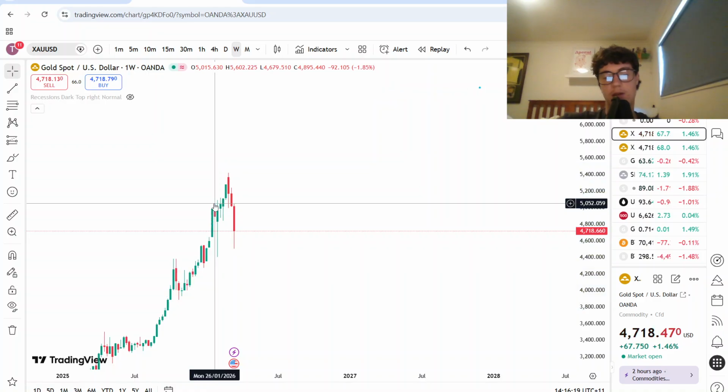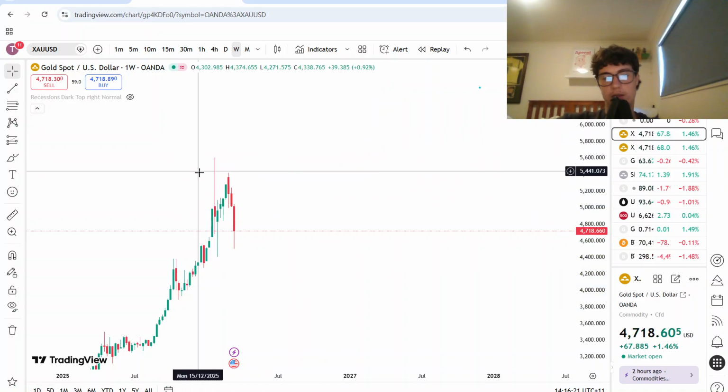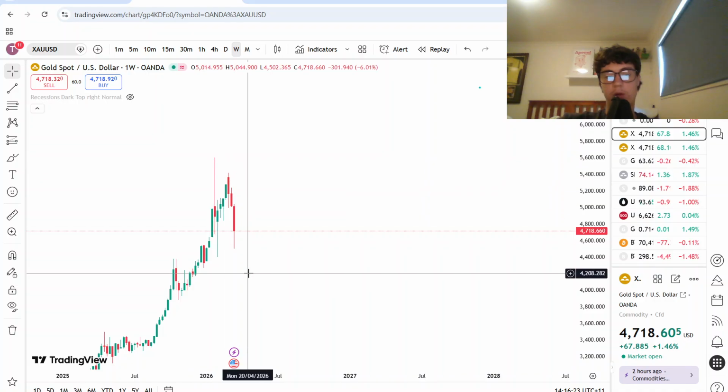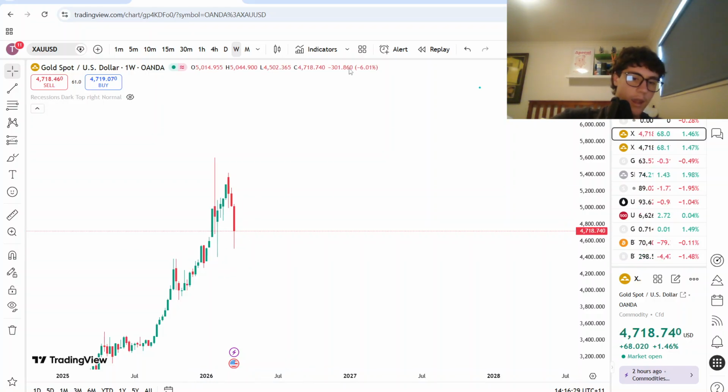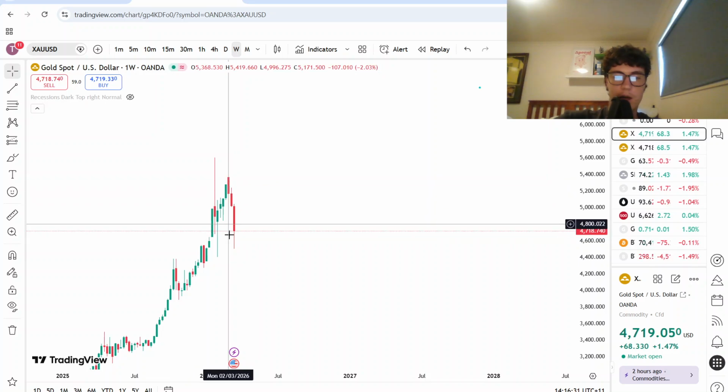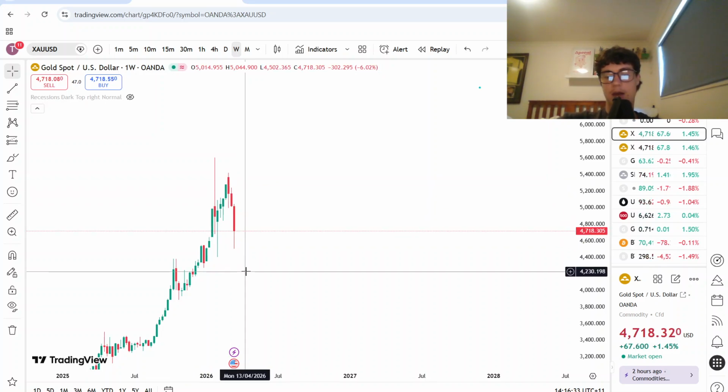Well, if this is the case, it will be less sustained, as it was merely just a wick in the week of the 26th of Jan. And as we can see, we've come up, we've made a lower high, and now we're starting to come back down as the Iran war, or the war between the US and Iran, is starting to pick up speed.